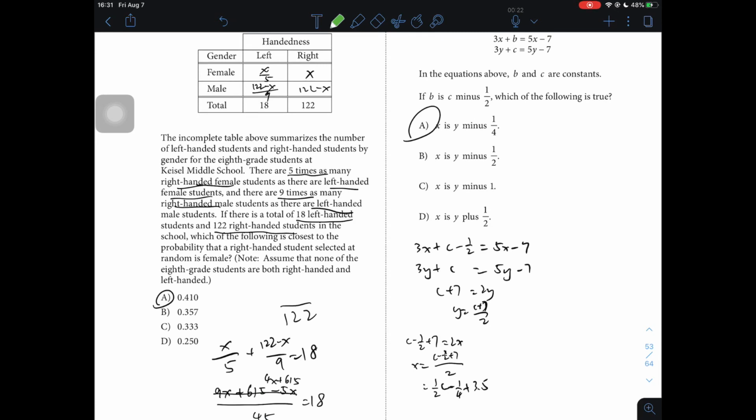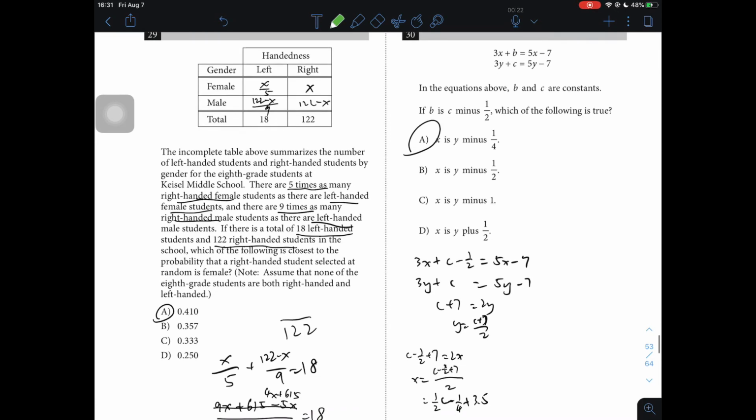And for question 29, it is a complicated question. First of all, you need to underline things, like 5 times right hand female is left hand, 9 times right hand male is left hand. And they told you there are 18 left hand and 122 right hand students. So what is the probability that a right-hand student selected at random is female?